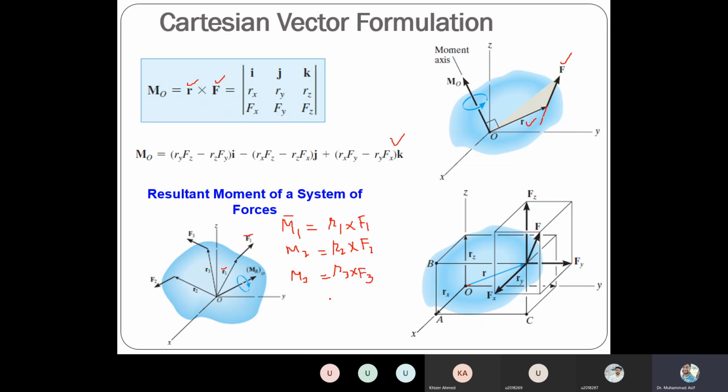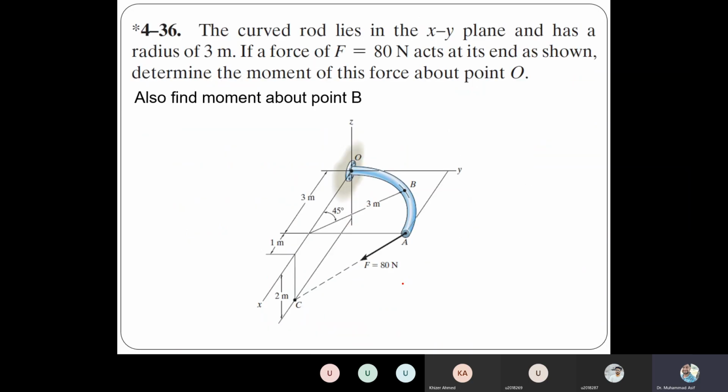And finally, the resultant moment MR: you have to sum up all the 3 moment vectors, because these are vectors. So M1 plus M2 plus M3. That will be the resultant moment. So you have to add up all the vectors. This is the resultant moment.